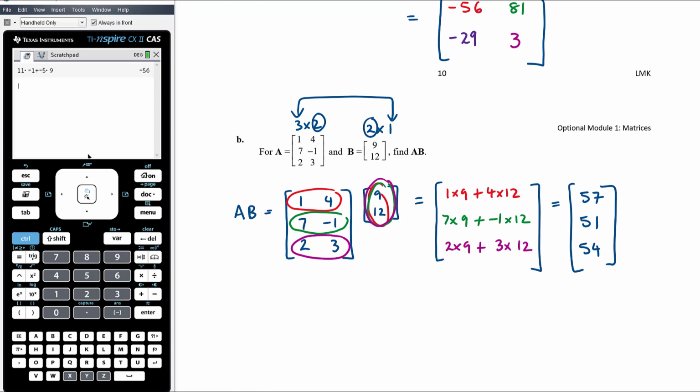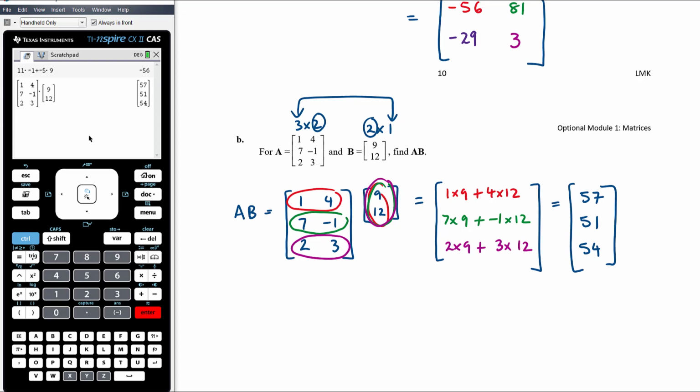Now if we're going to do this on our CAS, we can type them in. So matrix, I'll use the 3 by 3 template so I can specify that I want it to be 3 by 2. We're going to have 1, 4, 7, negative 1, 2 and 3, multiplying that by a 2 by 1 matrix, which is that template, 9, 12. So nothing more complicated than you simply enter the two matrices with a multiplication in between them, and your CAS will do the multiplication for you.